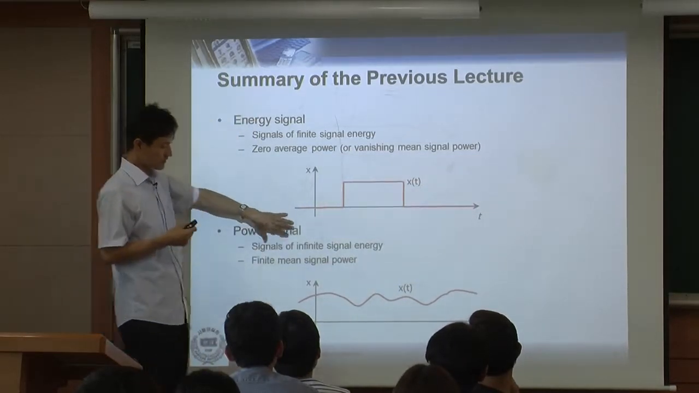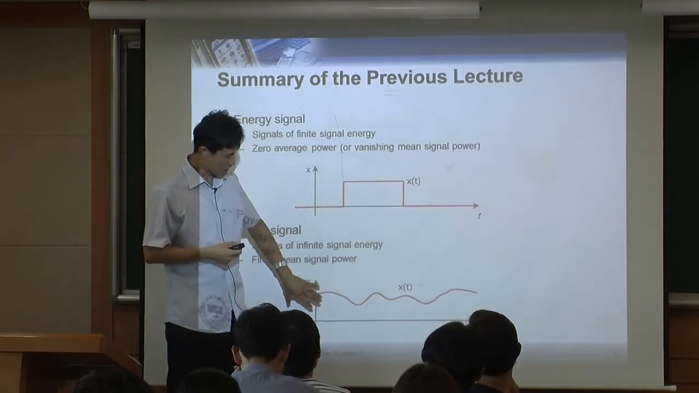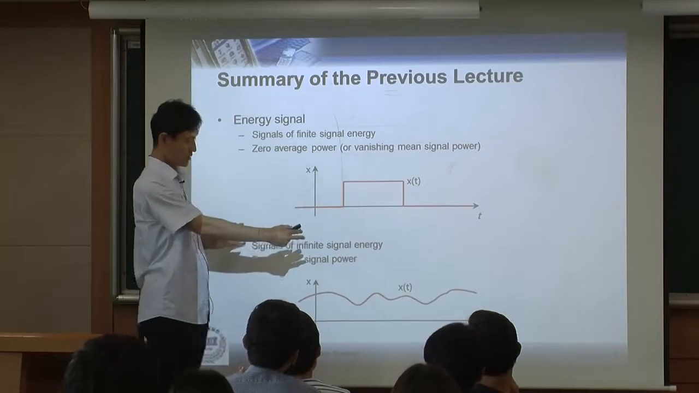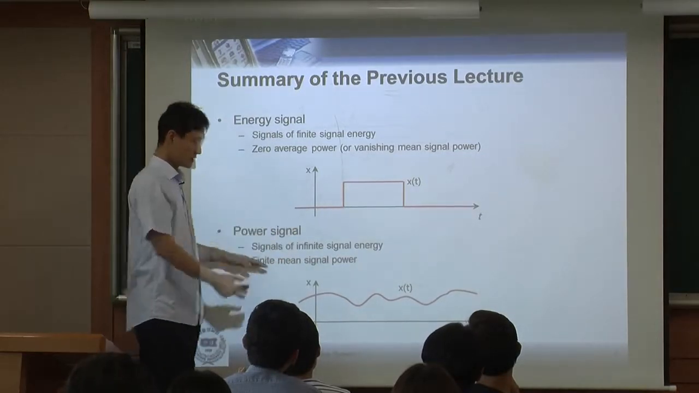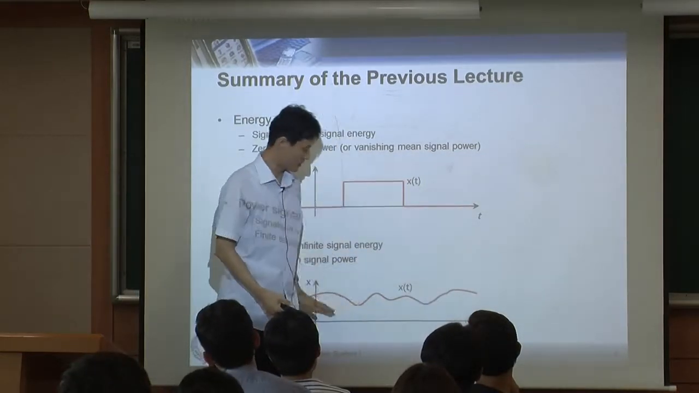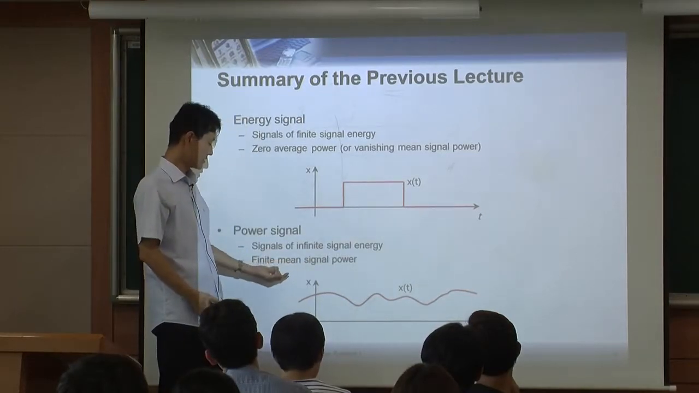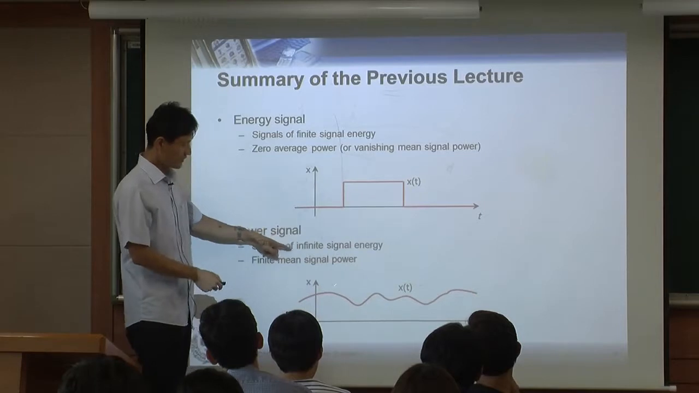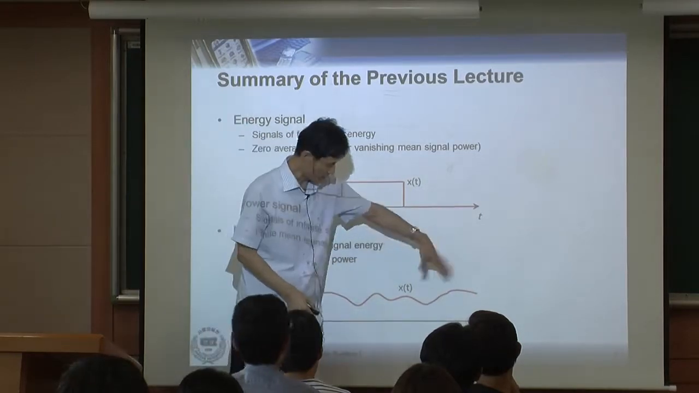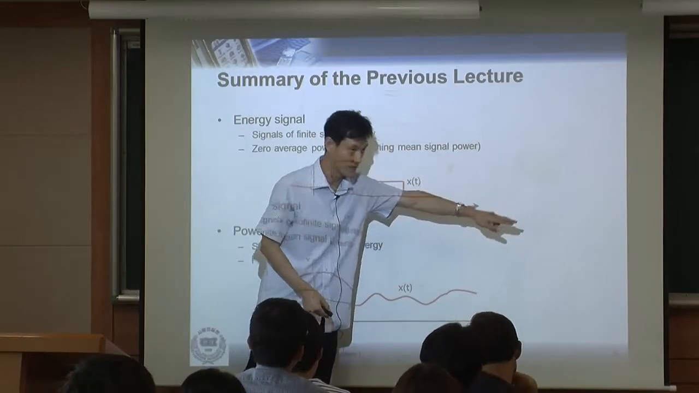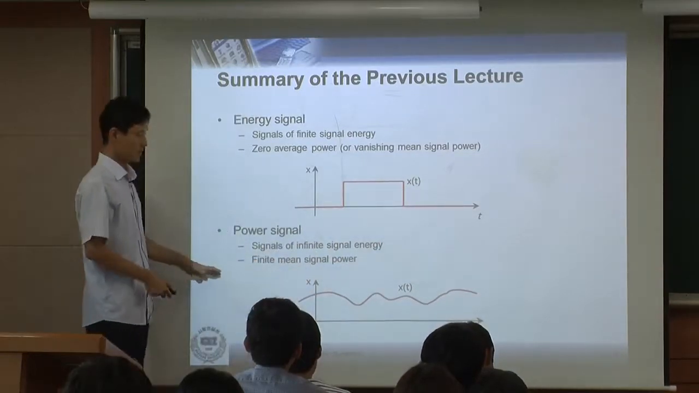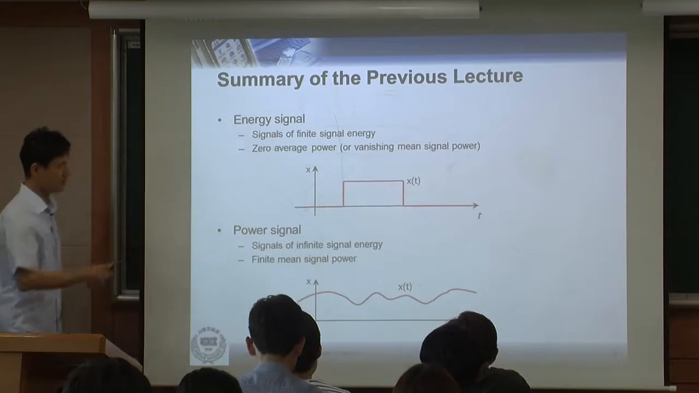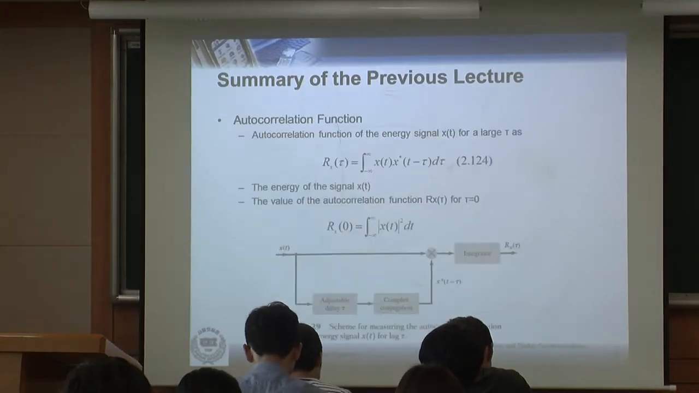When you see the power signal, it looks like this. When you take the average of the whole signal over time, you still have a certain constant value, or you can say finite mean signal power. But your energy is infinite because the signal is infinite, right? So a power signal has infinite signal energy. That's the difference between energy signals and power signals.